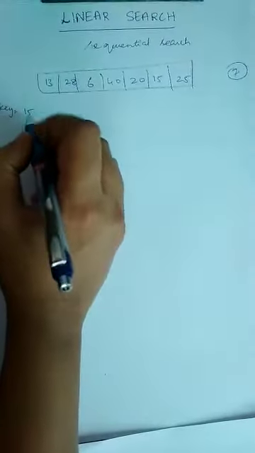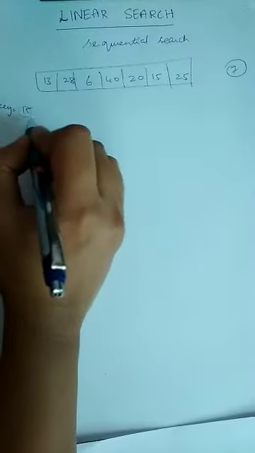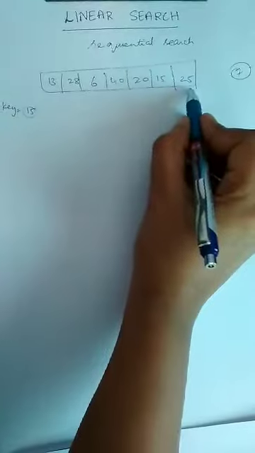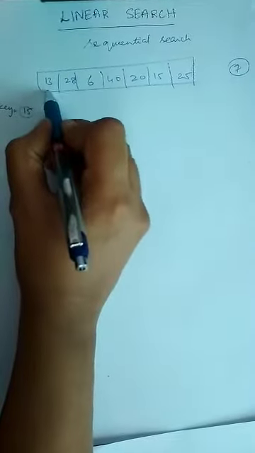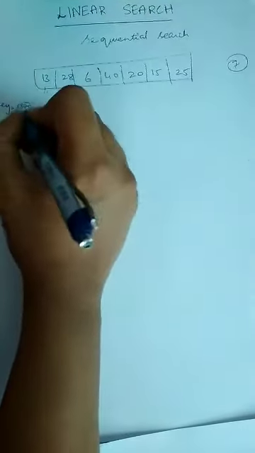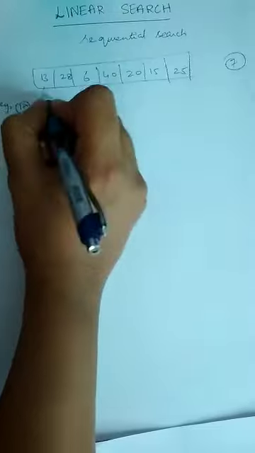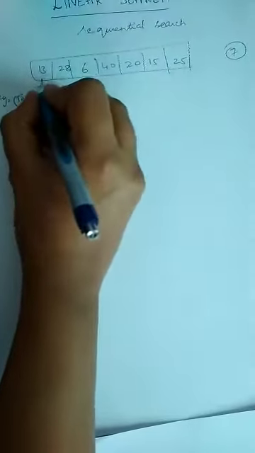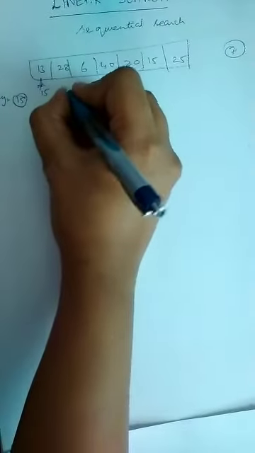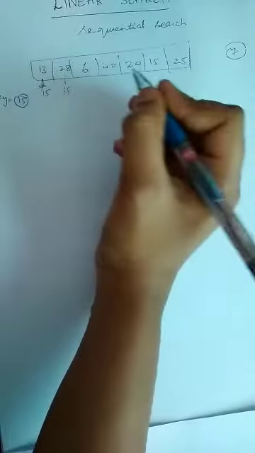Now how do we search using linear search? Our search element is 15. We have to search this list to see whether that particular element is present or not. In order to perform the search, we start from the beginning. We compare this key element 15 with 13. If it matches, then the element is present. If it does not match, we compare the key element with the next element.